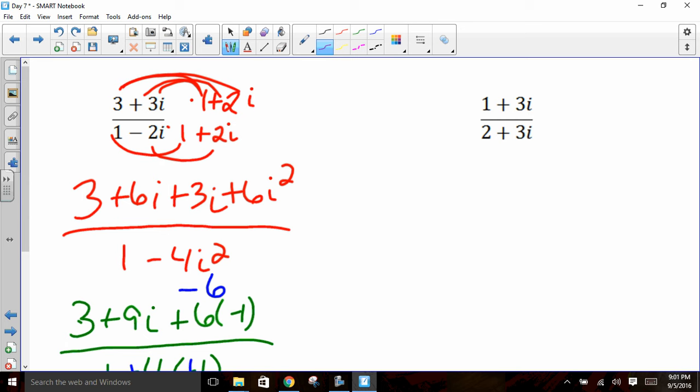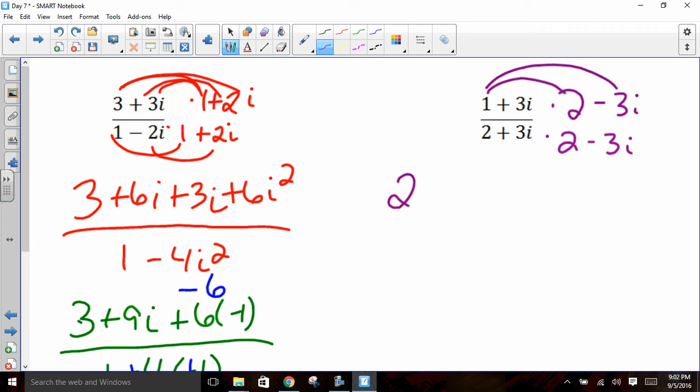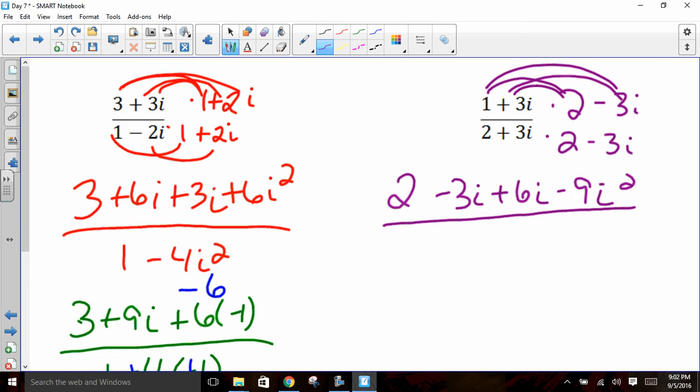All right, we got this fourth one here. I promise I can count. Again, we're going to multiply by the conjugate, or the same thing on the bottom with the opposite sign. So we're going to multiply by 2 minus 3i. 1 times 2 gives me 2. 1 times negative 3i is negative 3i. 3i times 2 is plus 6i. 3i times negative 3i is negative 9i squared. 2 times 2 is 4.